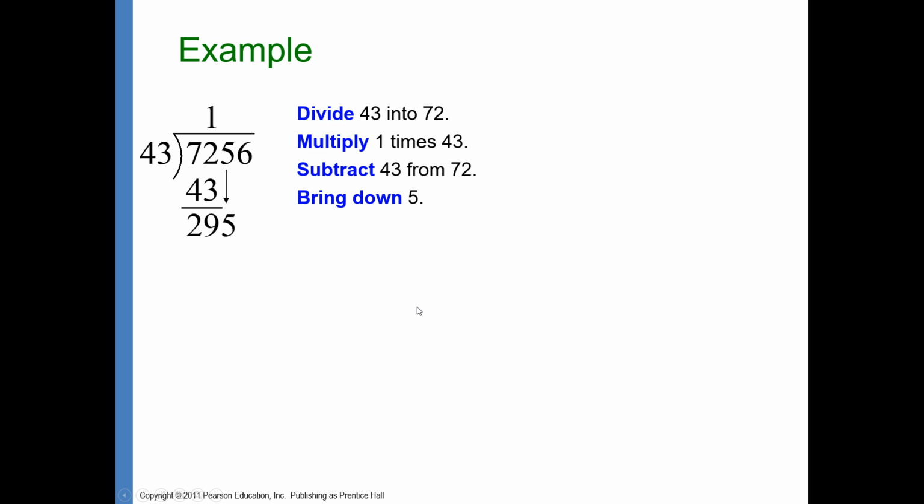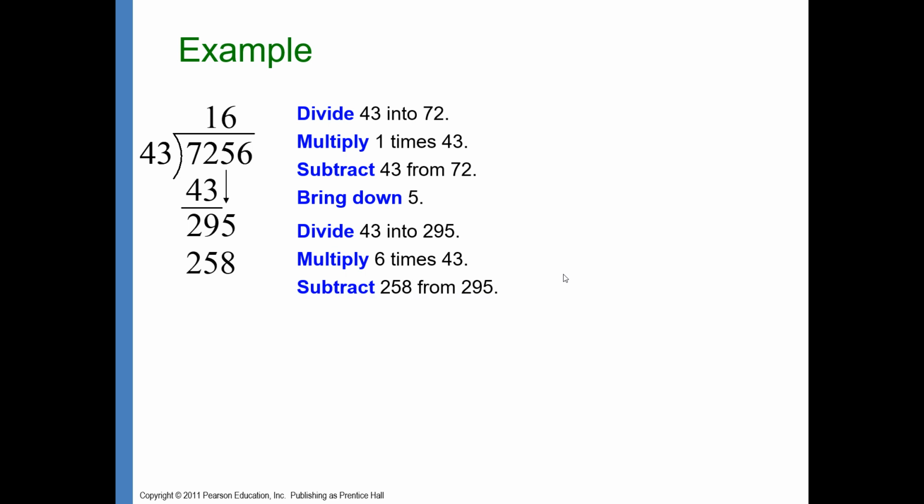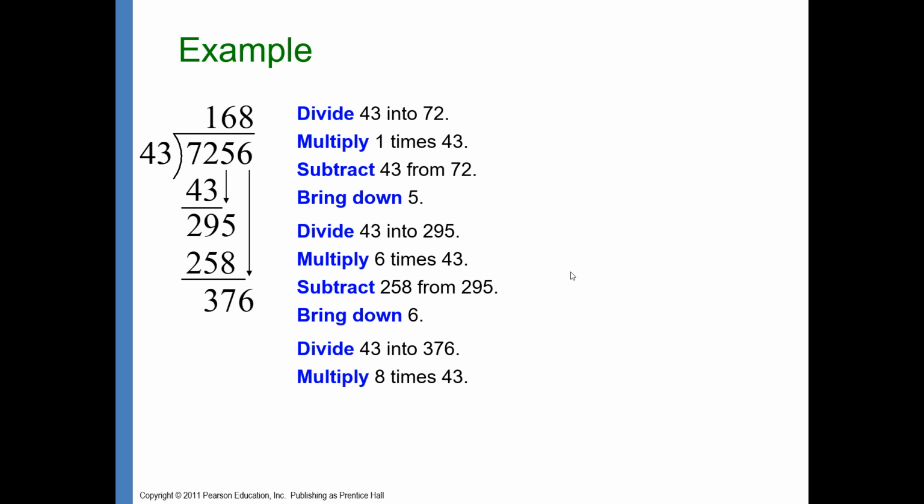How many times does 43 go into 295? What's the answer? 6. Okay. So then what? Multiply, good. And then subtract, bring down the 6. And et cetera. Now we just repeat, rinse and repeat, right? We just bring down the 6. 43 goes into that how many times? 8. Good. Multiply and subtract.